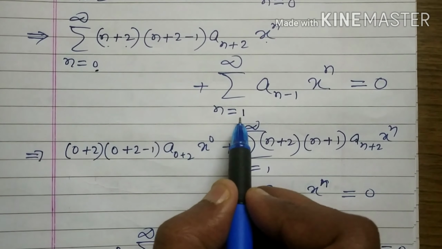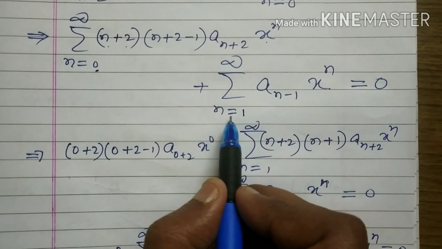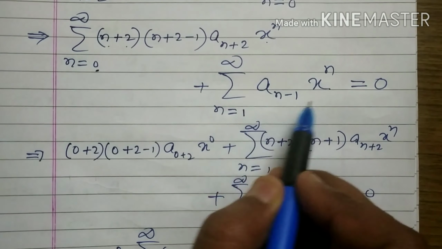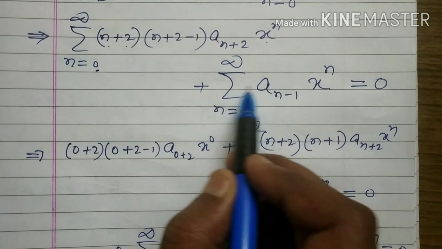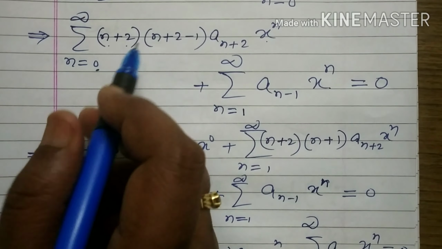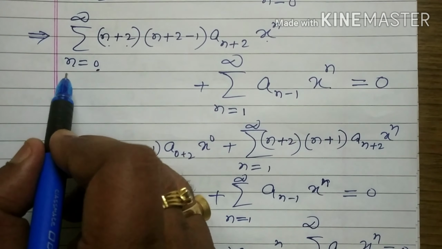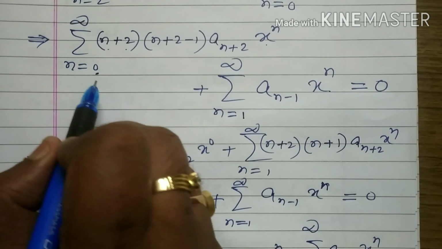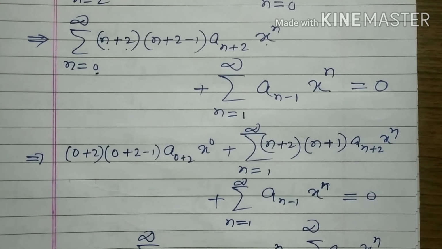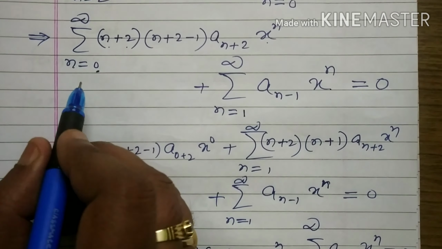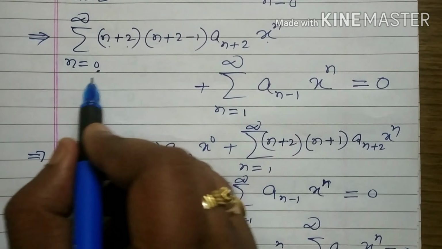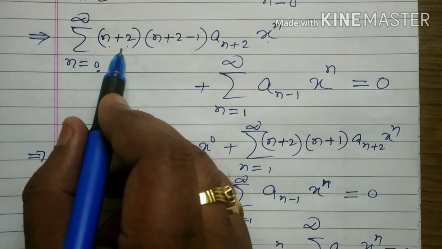Either you can extract one term from this summation. What is the meaning? n equals 0 to infinity means you can substitute the values of n as 0, 1, 2, 3, 4, 5 and so on to infinity. So that's why I extract the n equals 0 term.